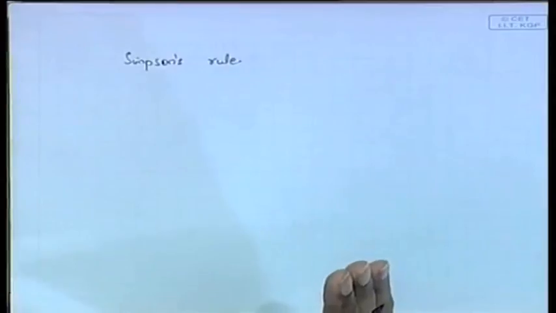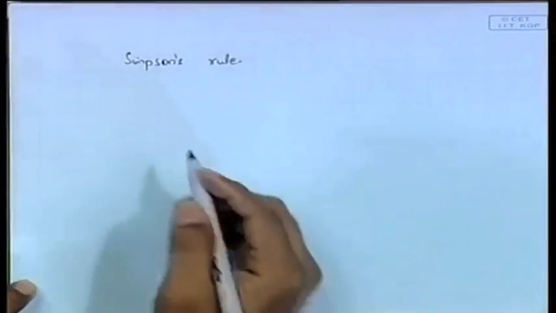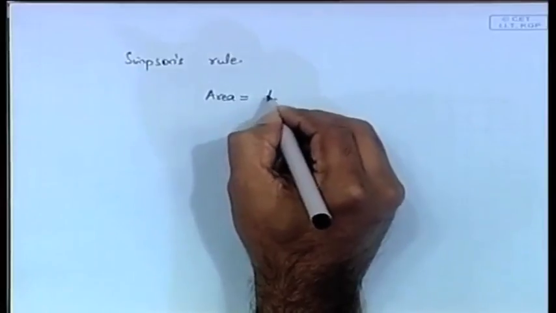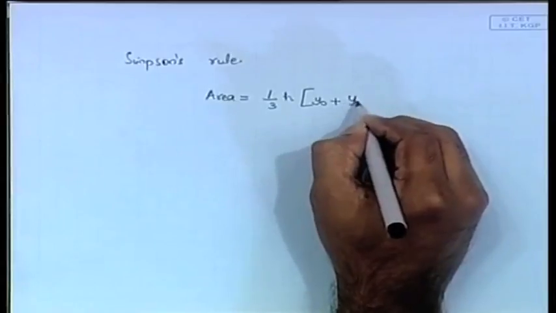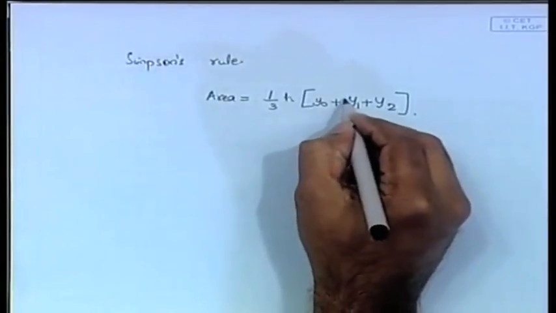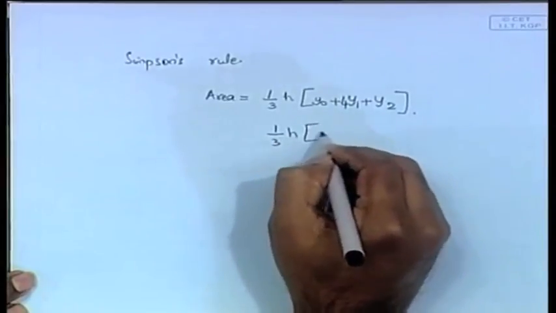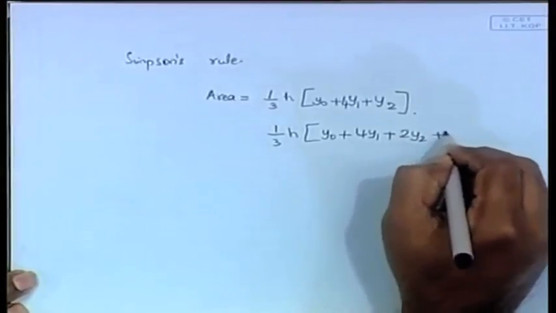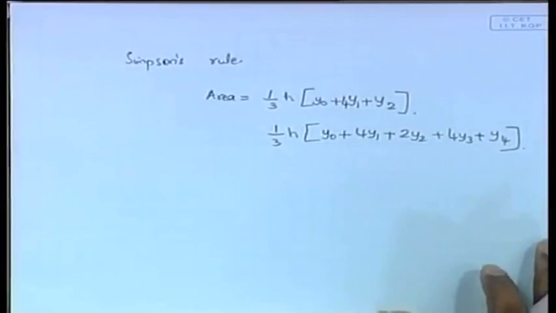Now, some things I probably didn't stress last time. First of all, you know that Simpson's rule says the area is given by 1 by 3 h into y0 plus 4 y1 plus y2, or if there are more terms, 1 by 3 h into y0 plus 4 y1 plus 2 y2 plus 4 y3 plus y4. So, you will get a Simpson's rule like this.